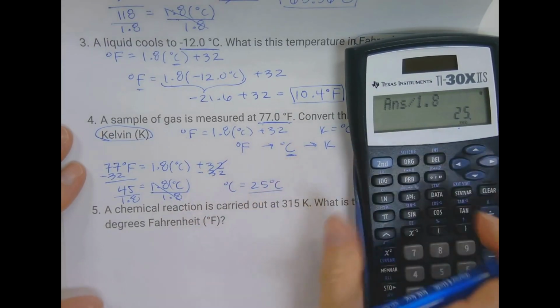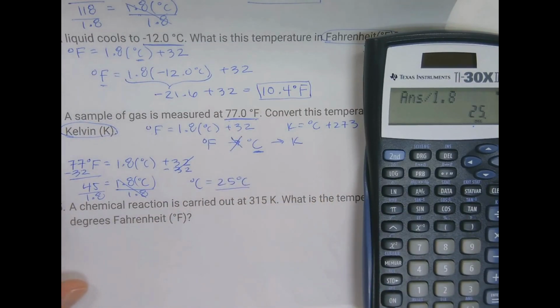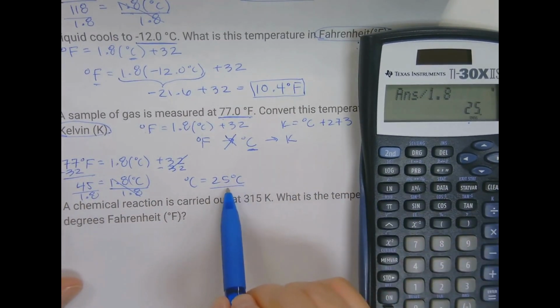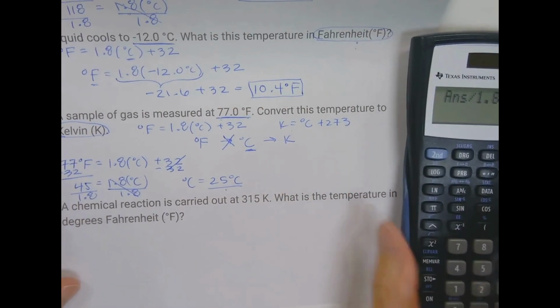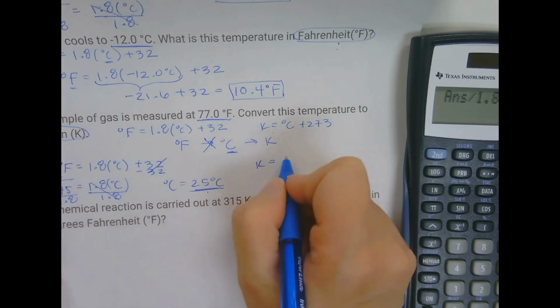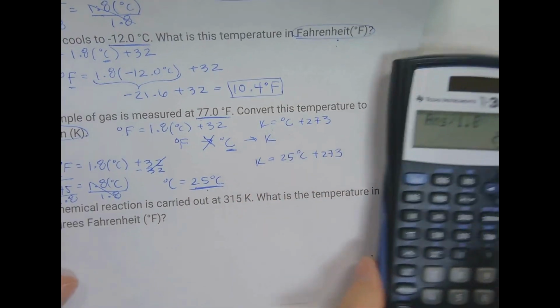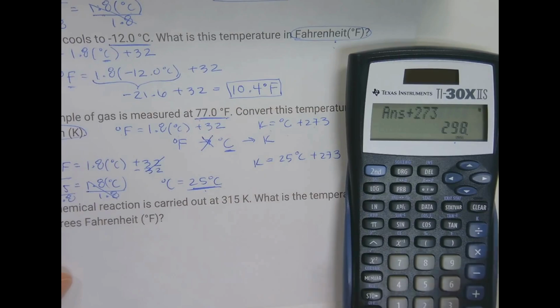But we're not done. So looking at our plan, we did this first step, so I'm going to cross it out. We went from Fahrenheit to Celsius. Now I'm going to take my Celsius and plug it in to my second equation to solve for K. So Kelvin equals degrees Celsius, which I just found to be 25, plus 273. So 25 plus 273 is 298.